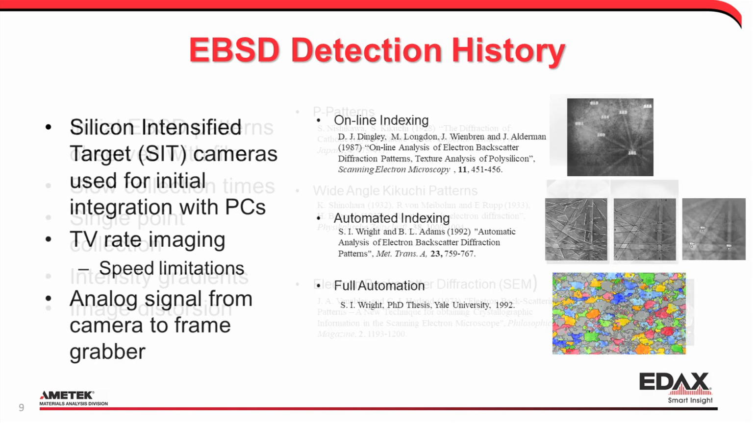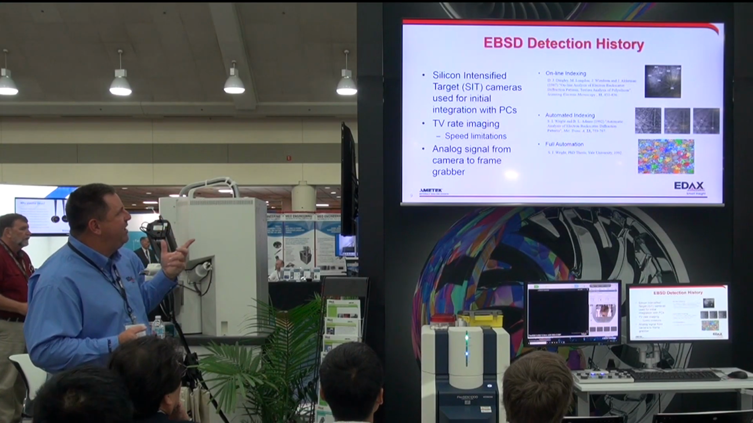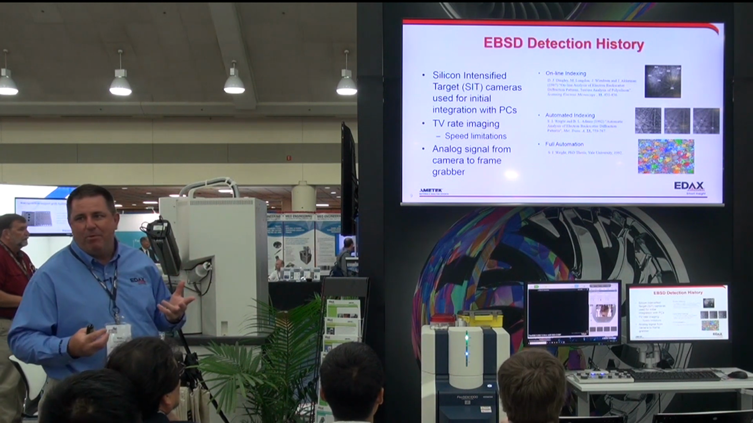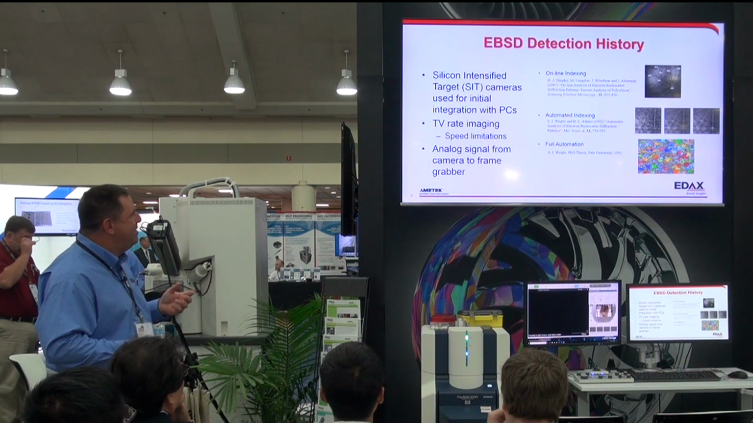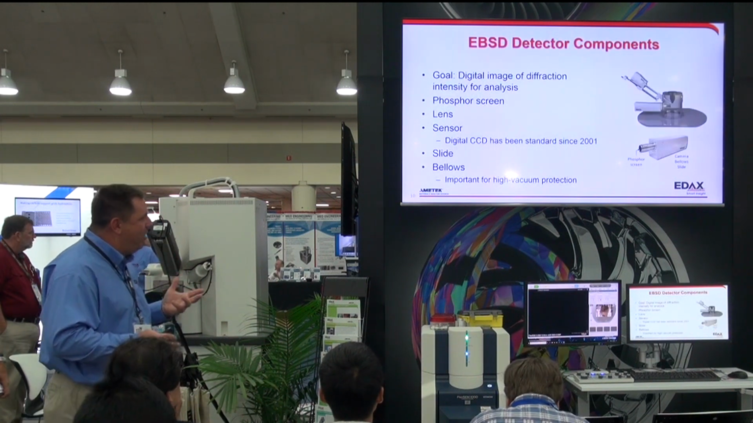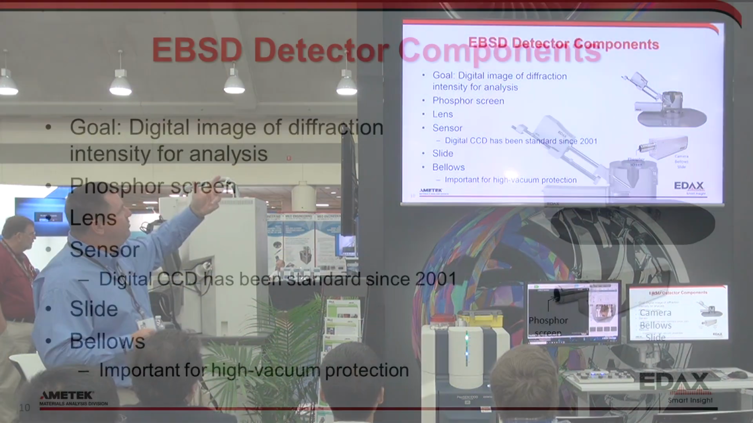Really the breakthrough for EBSD as a technology was coupling the cameras to computers, so you can start to use online analysis of the patterns. This was done using what were called SIT, or silicon intensified target cameras. These were analog cameras, so the speed was limited by analog TV frame rates. And that then coupled to what we'd call a modern EBSD system, where we've switched to digital sensors.